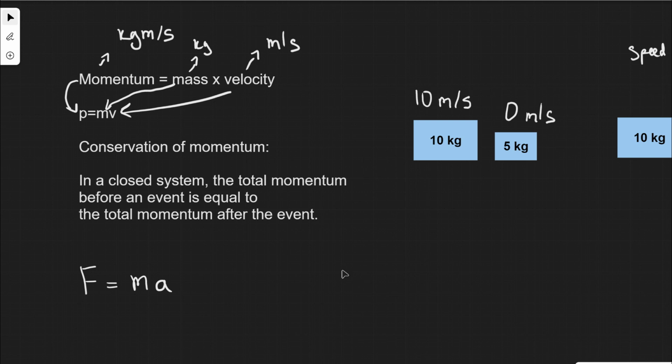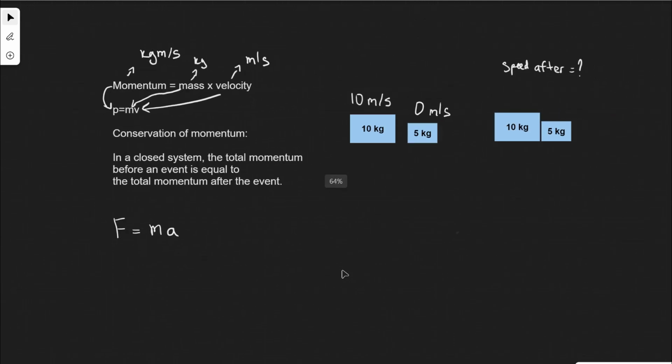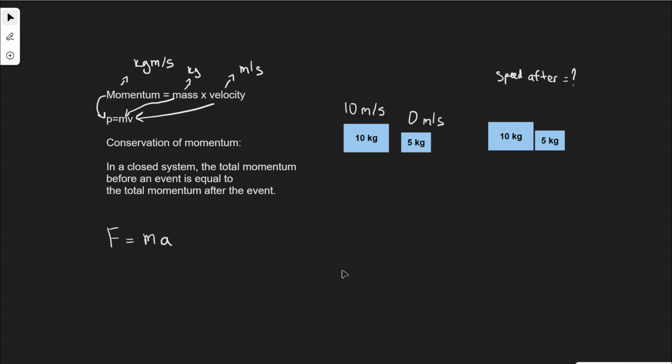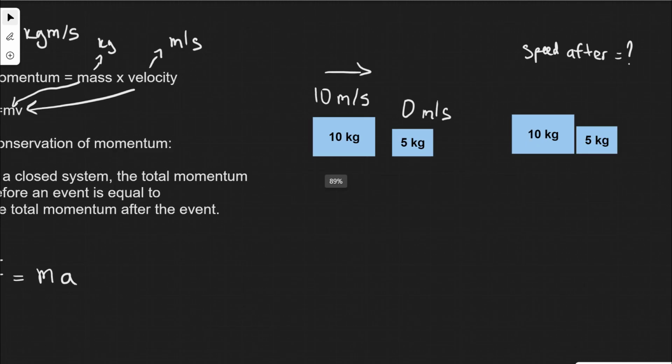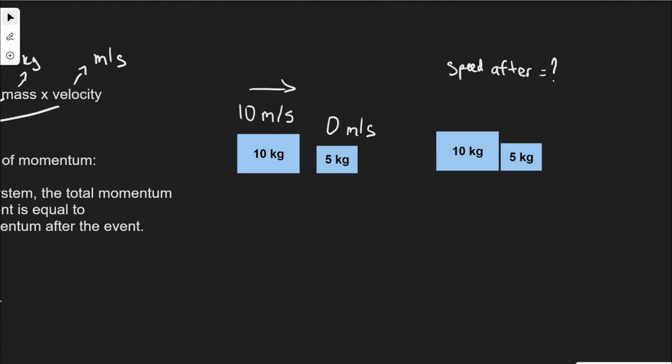We need to be able to recall the law of conservation of momentum, and that is that in a closed system, the total momentum before an event is equal to the total momentum after the event. This is best illustrated with a little problem. So imagine that we have this 10 kilogram mass that is moving this way and a little 5 kilogram mass that is initially stationary. So after the collision, those two objects actually stick together and start moving together at a certain speed. And that's what we need to figure out.